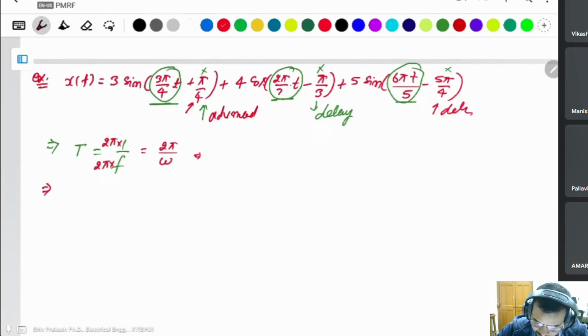Okay, you can find T like 2 pi by omega. First of all, find T1 by this one. This is T2. This is T3. And what is T1? 2 pi by this omega 1. Omega is this one, 3 pi by 4.